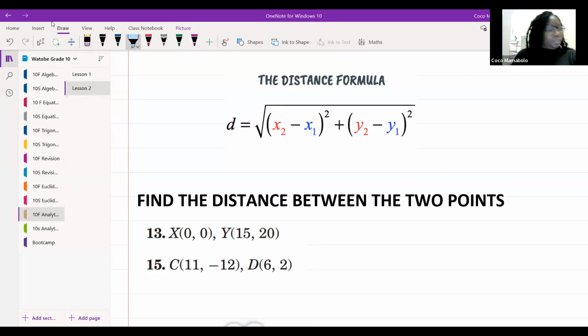Look for the distance between 0 and 0, which is x, and 15 and 20, which is y. Now, the first thing we need to do, because we're going to substitute, is this. Watch what I'm going to do, and you're going to see how nice and easy it is.